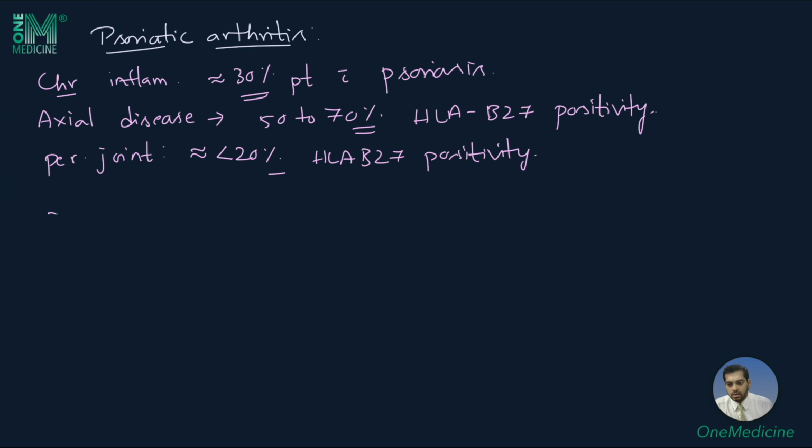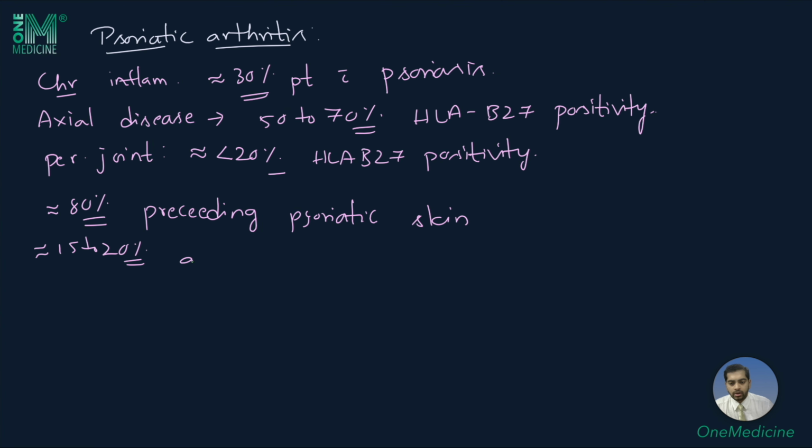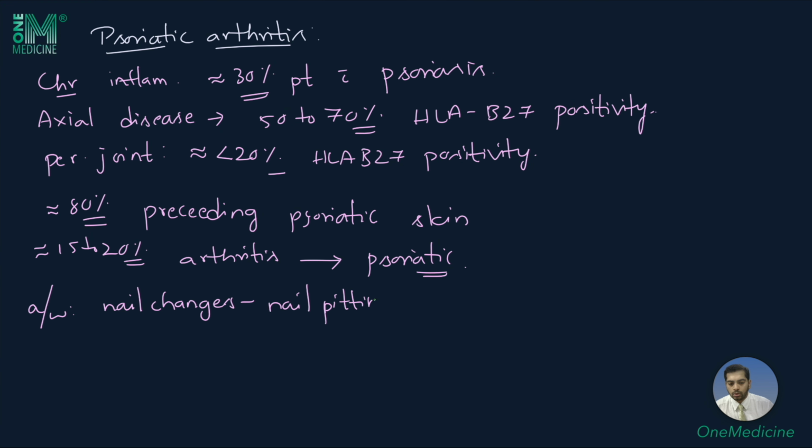In psoriatic arthritis, approximately 80% of the patients have a preceding psoriatic skin lesion, whereas approximately 15 to 20% of the patients develop arthritis first and then are followed by a psoriatic skin lesion. Other common associated features of psoriatic arthritis include nail changes that are associated with psoriasis, including nail pitting. Patients also have classical dactylitis, that is swelling of the finger, and patients can also have enthesitis.